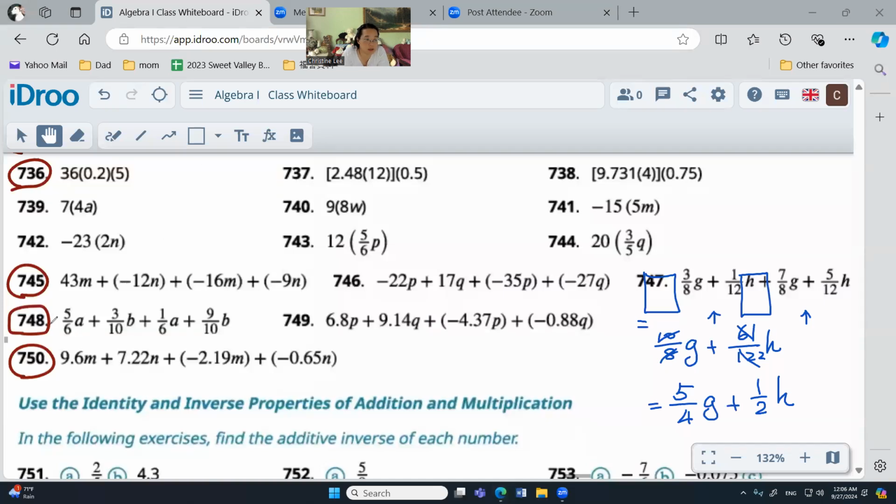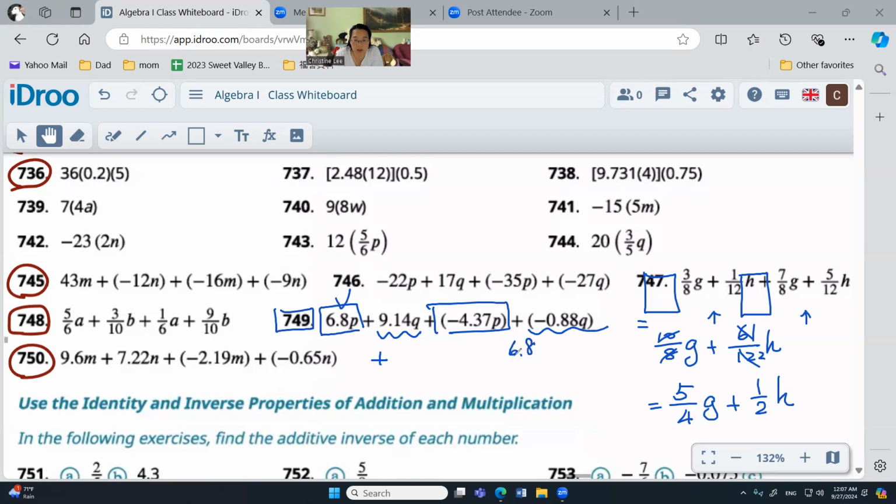Okay, 748. Here, 749. PP, QQ. P and Q, right? 6.8 negative 4.37. Who is more, 6.8 or 4.37? This is a winner, right? So your answer is positive. And how much more is it?